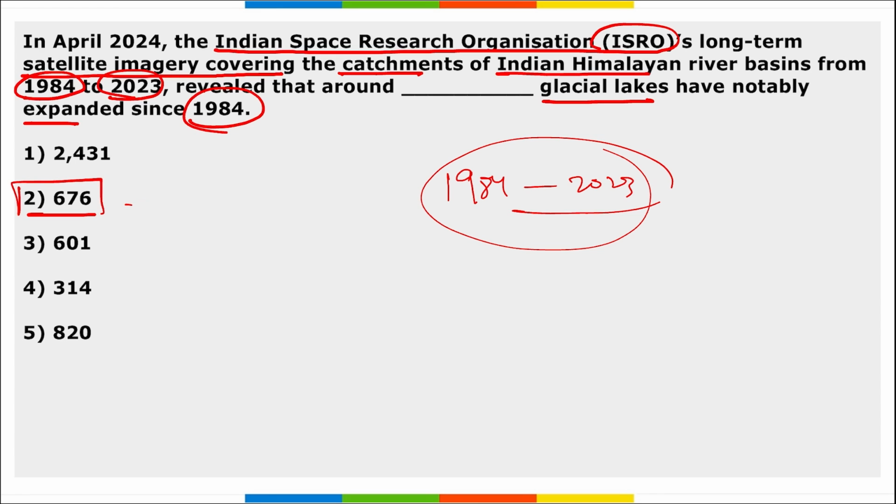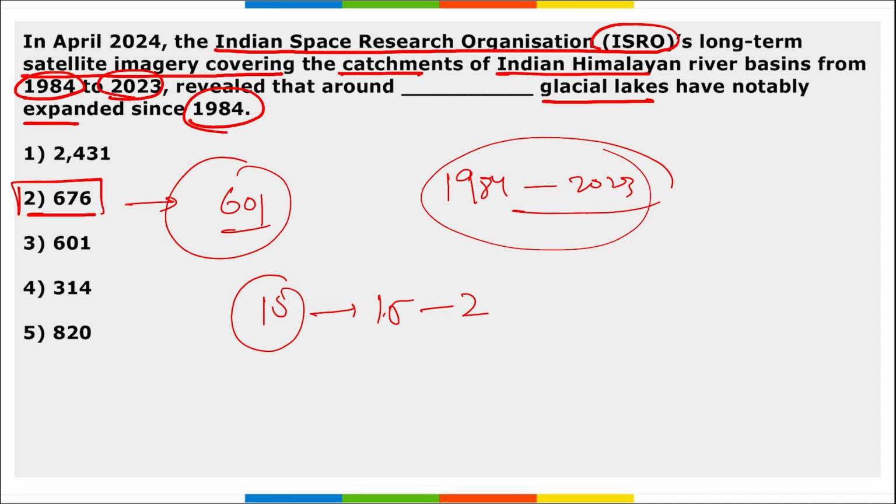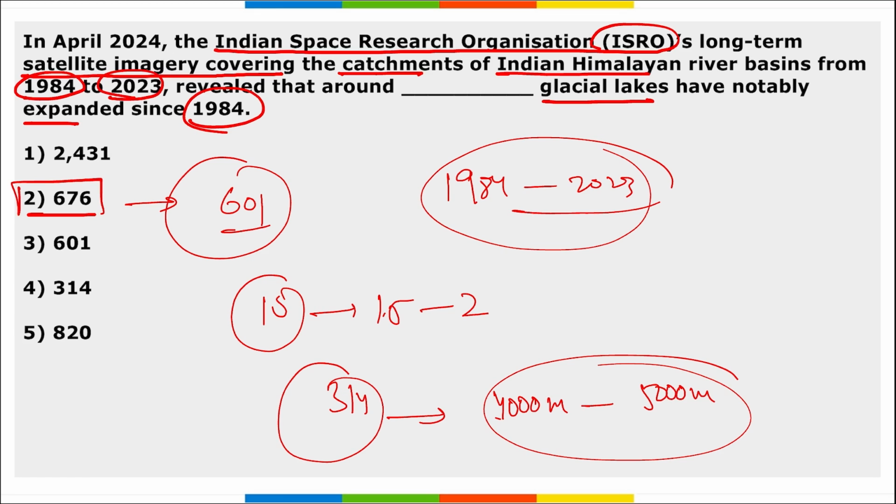And out of this 676, 601 have been expanded more than twice. 10 lakes grown between 1.5 to 2 times, and 314 lakes have grown in the range of 4,000 meter to 5,000 meter in elevation range, right?